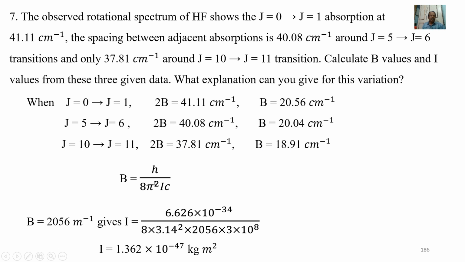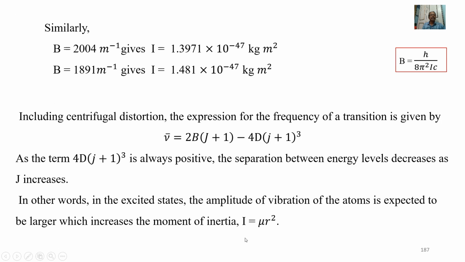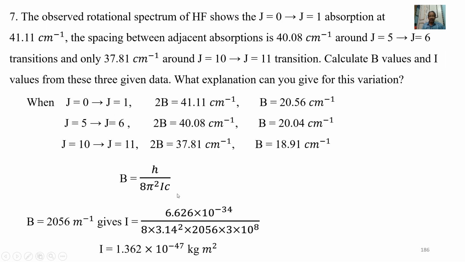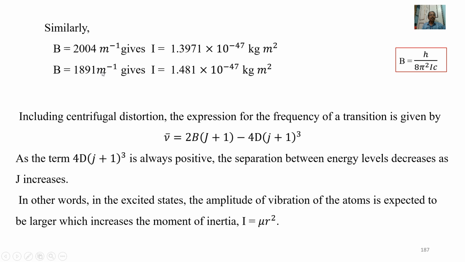And of course, we know the relation b equals h divided by 8 pi squared Ic. And for the first one, we have b equals 2056 per meter. So we have converted centimeter into meter, which gives us I equals h divided by 8 pi squared b times c, which is equal to 1.362 into 10 power minus 47 kg meter squared. Similarly, we can get the moment of inertia using the same relation, h divided by 8 pi squared bc, for the next transition, b equals 1891 per meter.